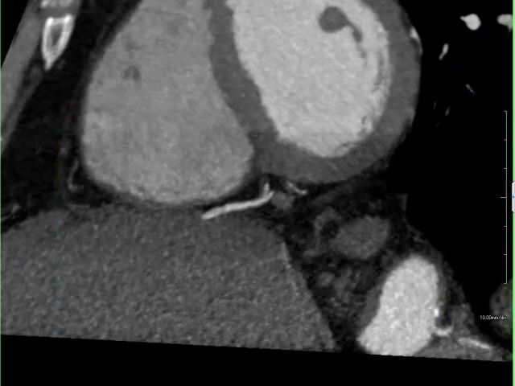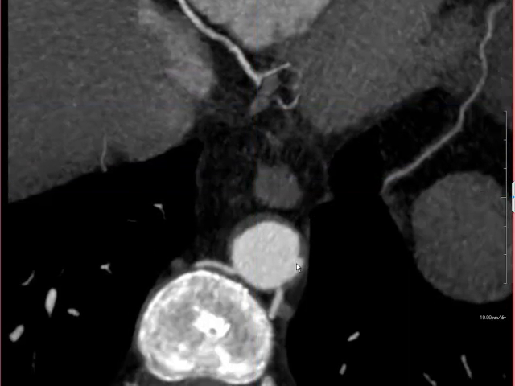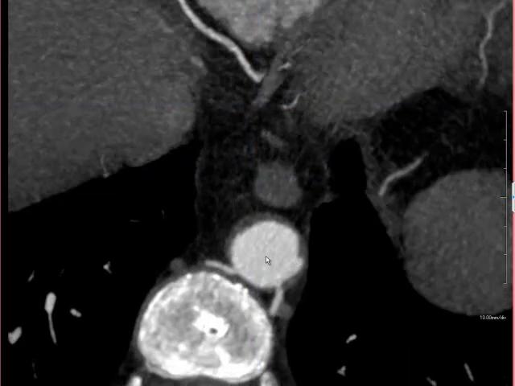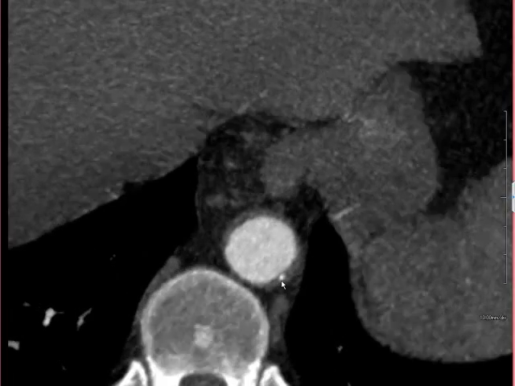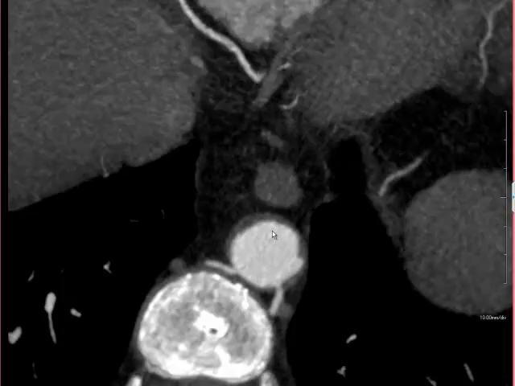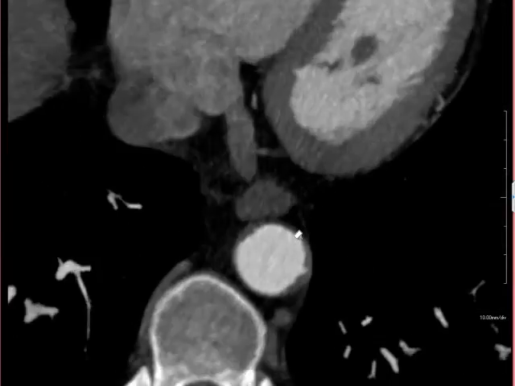Other findings here, going back to the foot view, include some atherosclerosis of the thoracic aorta, which is eccentric, occasionally some calcified segments here, but no evidence of aneurysmal disease, nor is there any dissection.